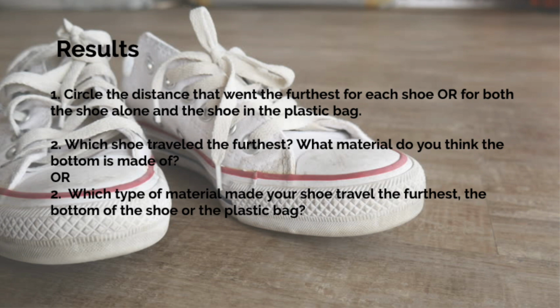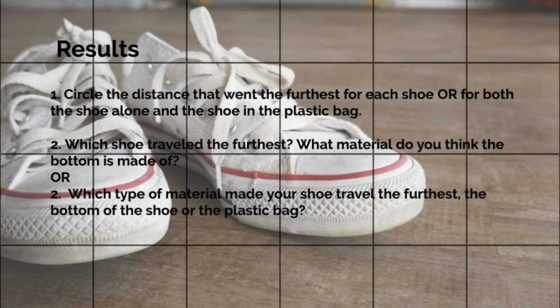First up, circle the distance that went the farthest for each shoe, for both the shoe alone and the shoe in the plastic bag. After you've done that, answer this question. Which shoe traveled the furthest? What material do you think the bottom is made of? Or which type of material made your shoe travel the furthest? The bottom of the shoe or the plastic bag?